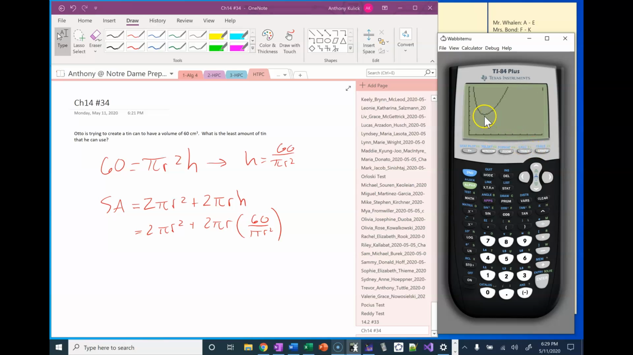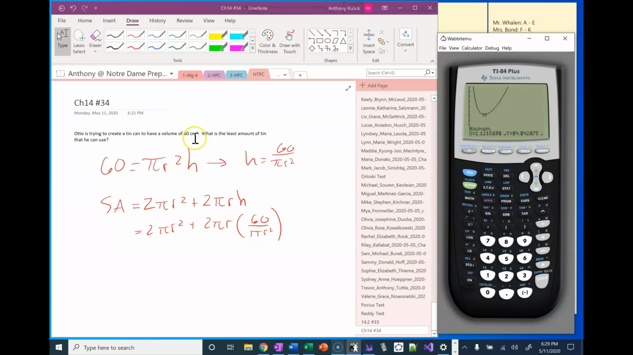Okay, so here is my minimum point. So to find that point exactly, I'm going to press second and trace, select the minimum command, and now just trace along over here. And there we go. So left bound, and then right bound, and then guess. And I come up with x is 2.12, but that doesn't really matter.